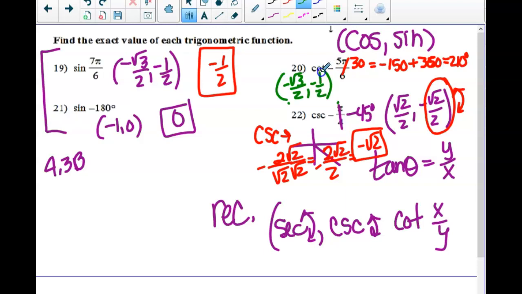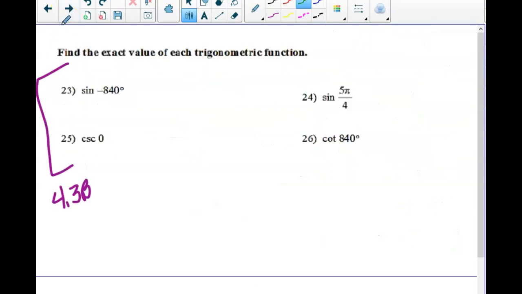Okay, cotangent. How do I do cotangent? X over y. And do I worry about the denominators? No. So it's negative square root of 3 over negative 1, which is just square root of 3. All right, there are 4 more of those on your sheet.